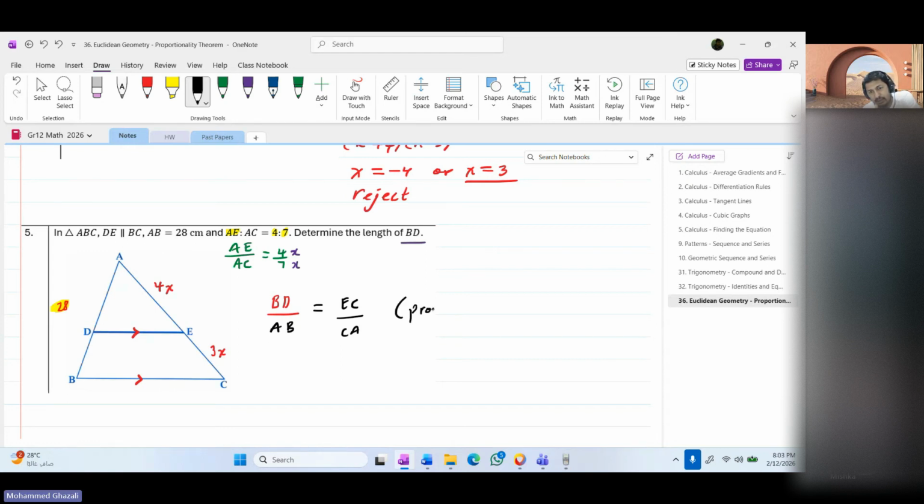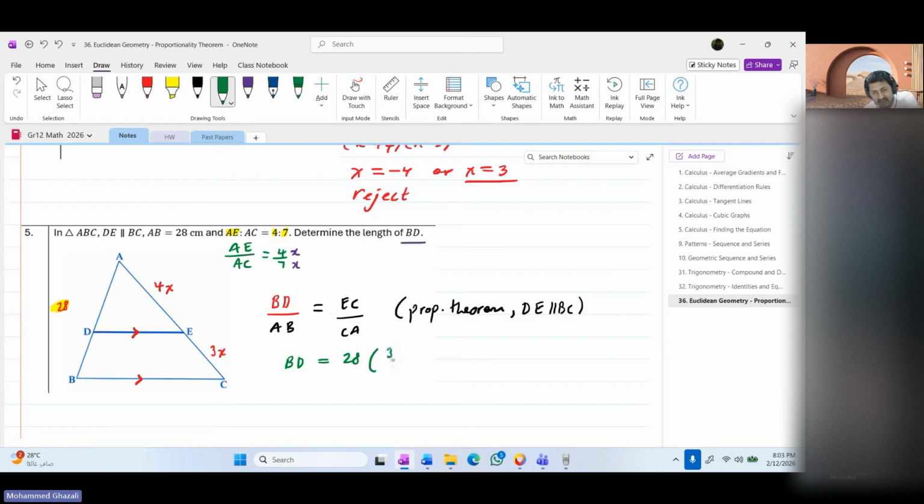So what we're going to write is the proportionality theorem. Why is it the proportionality theorem? Because DE is parallel to BC. And remember, that's what we proved above. Okay. And now we fill in all the information and solve. Take AB across and cross multiply. So BD is equal to AB, which is 28, times EC, which is 3x over 7x.